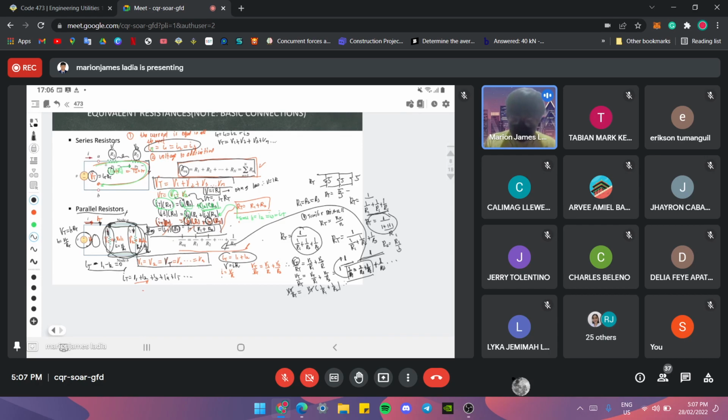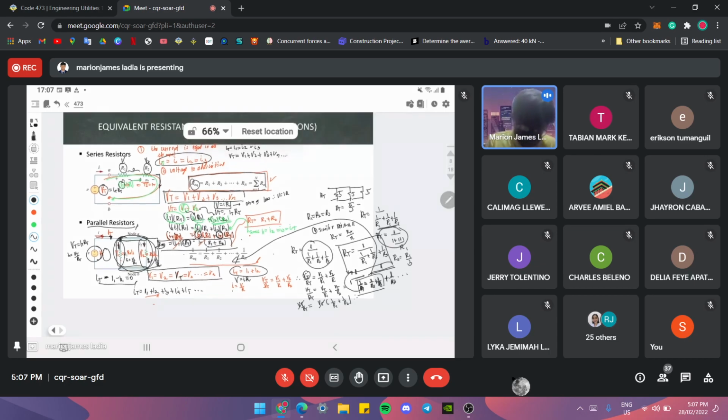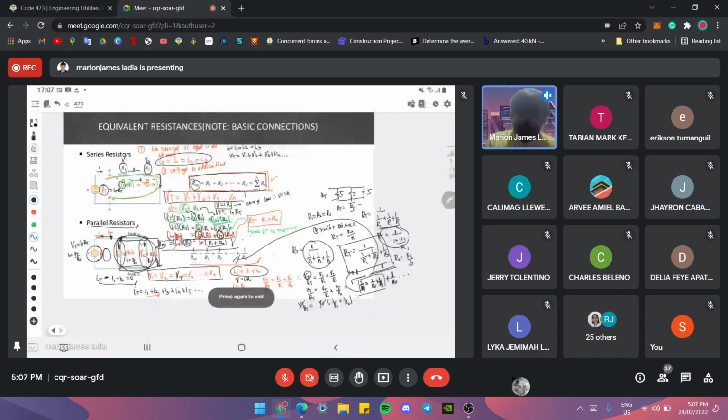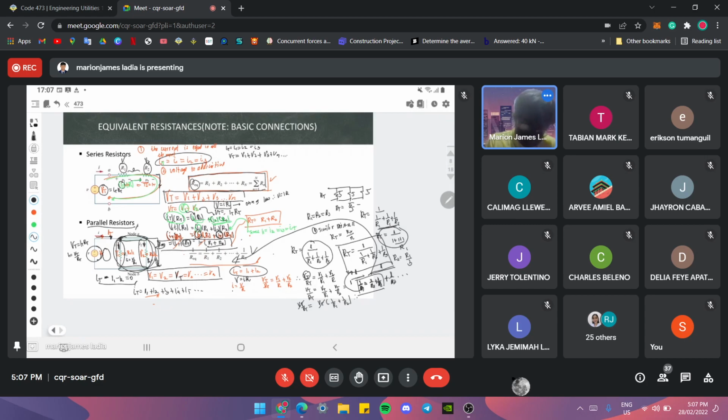Yung formula ng series resistor is that R equivalent is equal to R1 plus R2 plus R3 and so on and so forth. Pag parallel resistor naman is that R equivalent is equal to 1 all over 1 over R1 plus 1 over R2 plus 1 over R3. So ito yan. Para hindi kayo mahirapang magsulat sa calculator nyo. Okay? Kasi pag ito yung gagamitin nyo, ikuha nyo pa ulit yan. I-divide nyo pa ulit ng 1. Okay? So, medyo matagal.